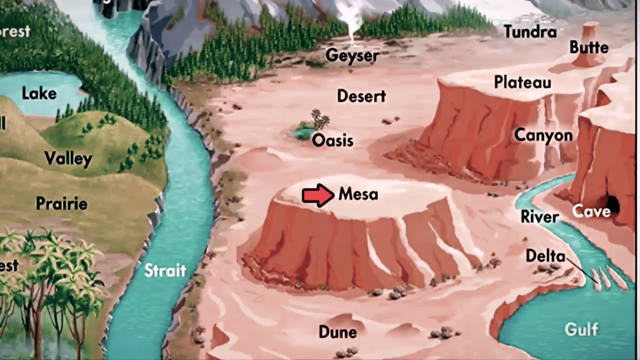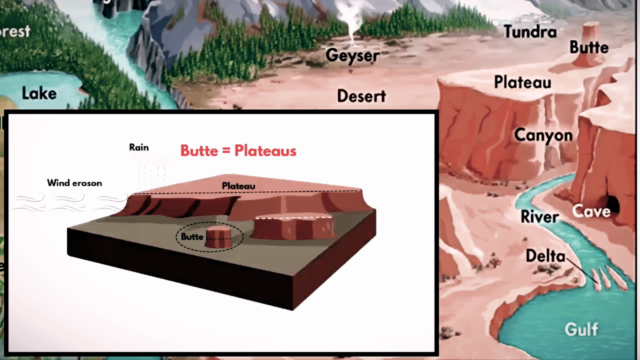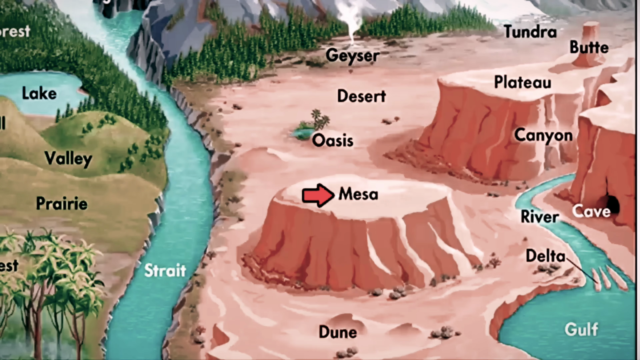The next one is mesa. Now mesa is also a plateau, basically an isolated flat-top elevated landform. But the only difference between a mesa and a plateau is that a mesa is formed after weathering and erosion of a plateau. If I have to put it in an order, first comes a plateau. After weathering and erosion, a plateau gets converted into a mesa, and after that, with more and more weathering and erosion, a mesa gets converted into a butte. Weathering and erosion basically cut the rock in a plateau and turn it into a mesa and butte.